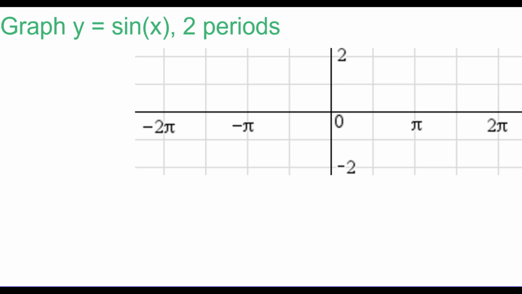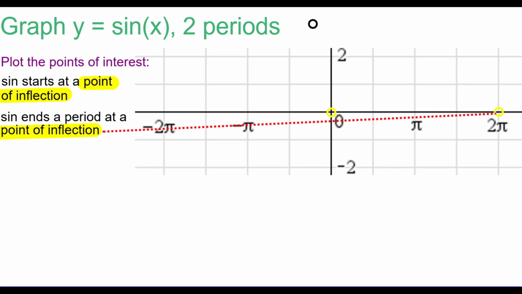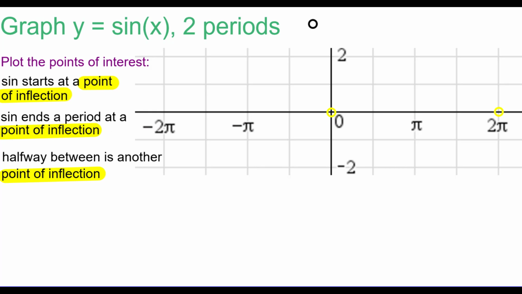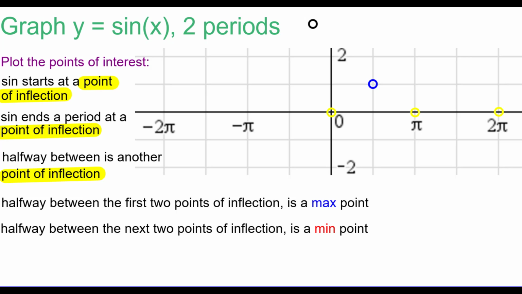Let's graph y equals the sine of x, 2 periods. We'll plot the points of interest. So the sine starts at a point of inflection, the origin. Sine ends a period at a point of inflection, which would be 2 pi later, so 2 pi comma 0. And halfway between those is another point of inflection at pi comma 0. Halfway between the first 2 inflection points is a maximum point at pi over 2 comma 1. And halfway between the next 2 points of inflection is a minimum point at 3 pi over 2, negative 1.